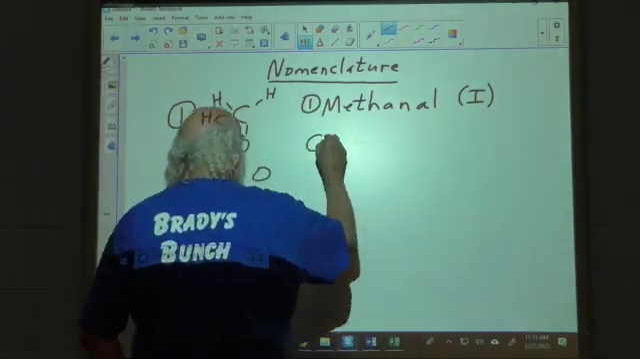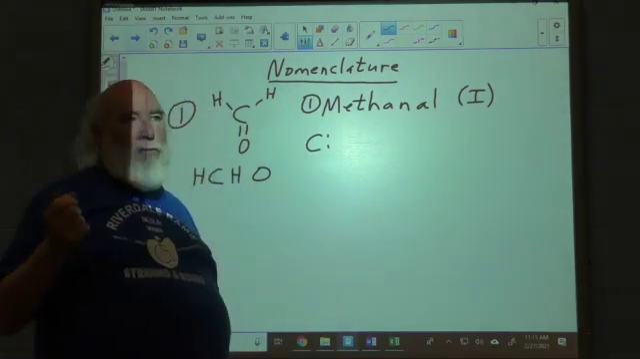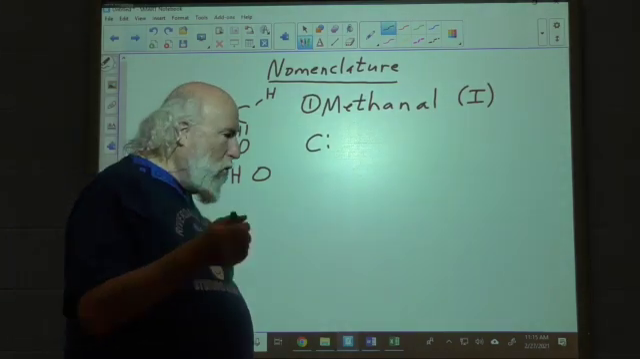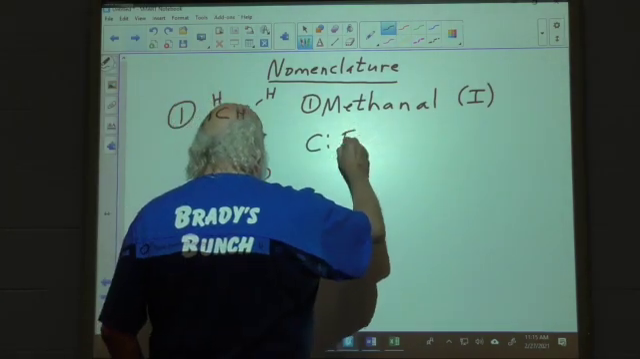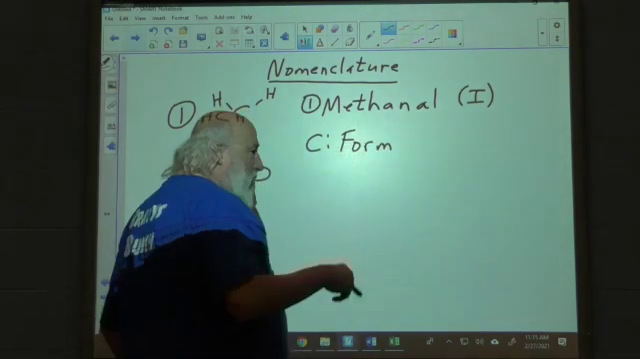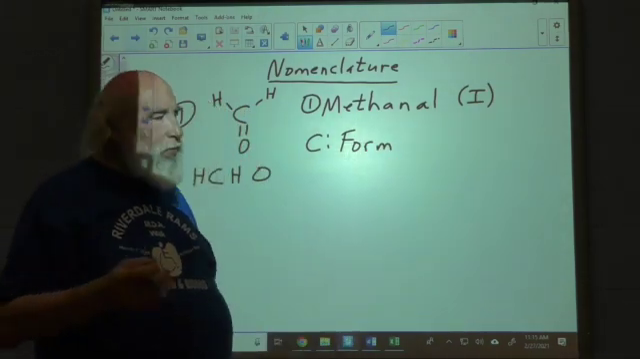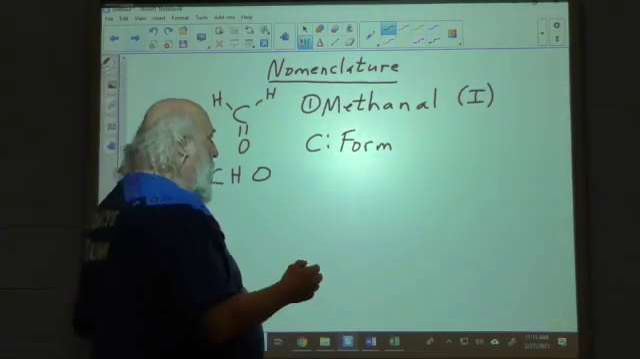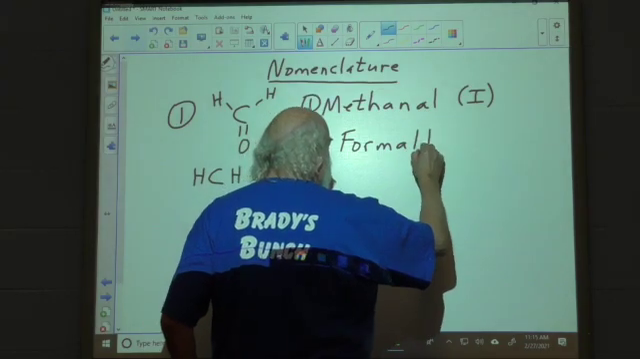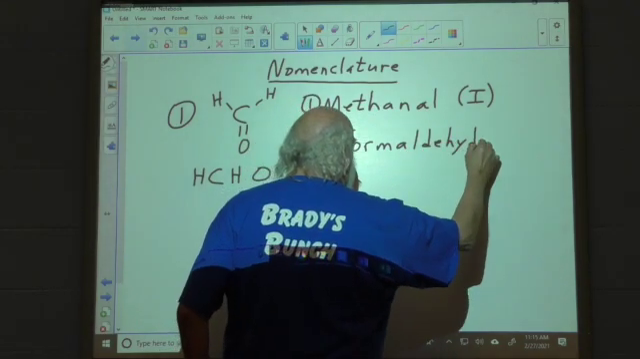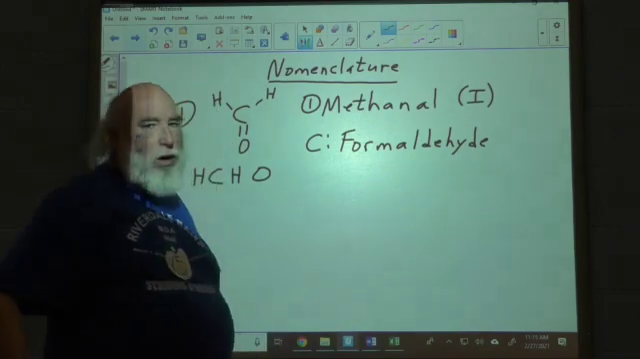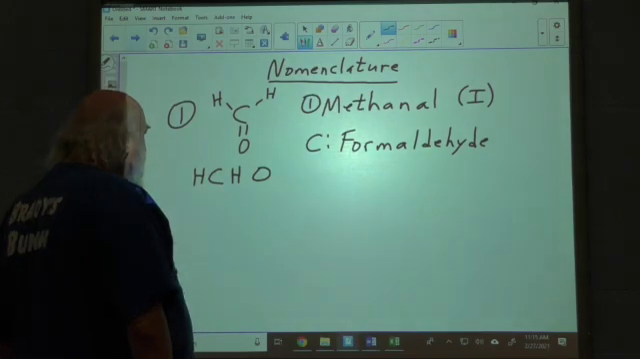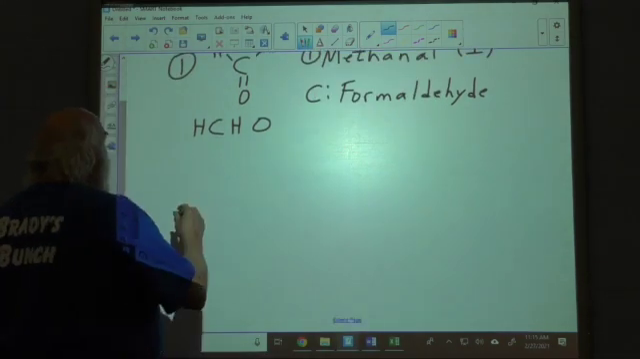The common naming system for this, now the common name for the one carbon carboxylic acid is formic acid. So we start off with form. And at least they made this somewhat understandable. In common name, they end this with the word aldehyde, but it's all one word. So this is formaldehyde. And of course, this is what they use for embalming fluid.